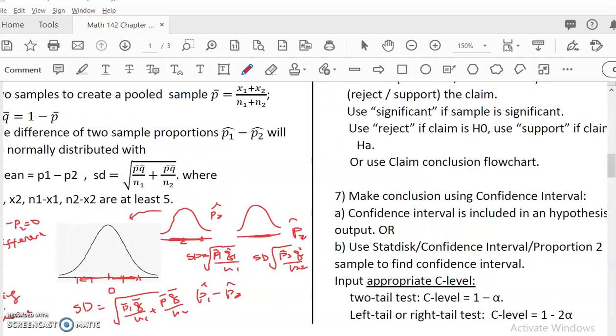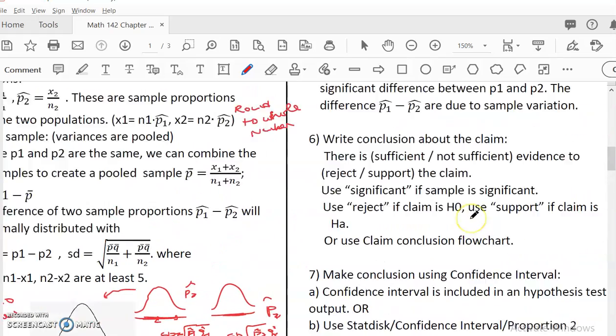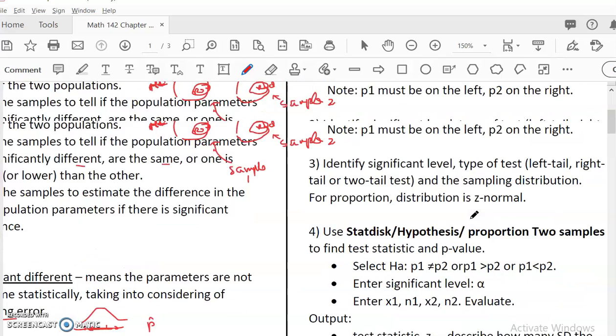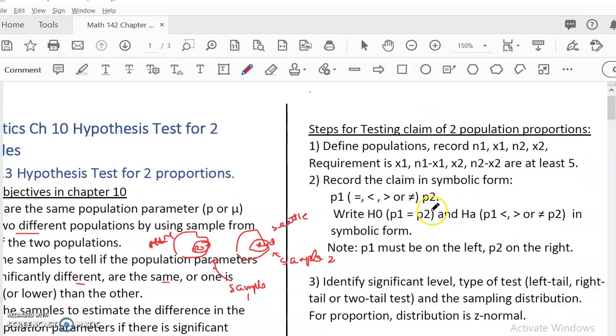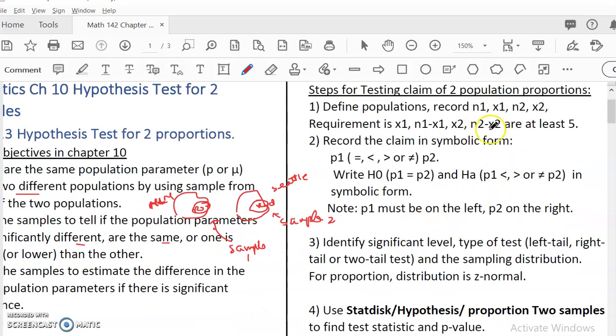So now, if they are normally distributed, we can look at the sample and figure out if p1 minus p2 is very unusual, based on the fact that they are the same. So these are the steps. The previous part was about the procedures, about the theory. Now it is about the steps.